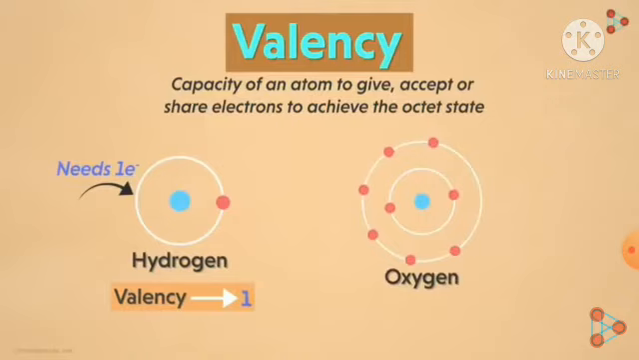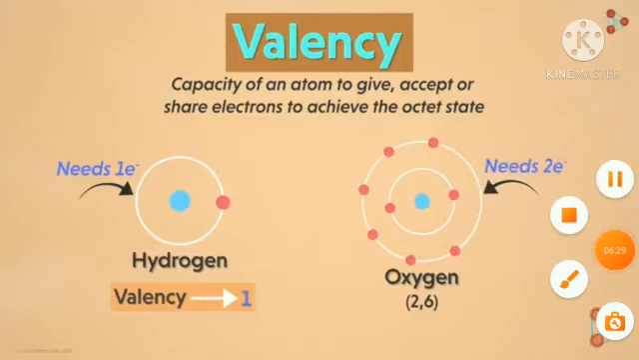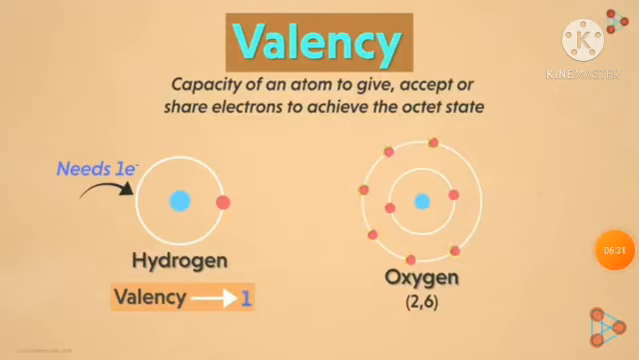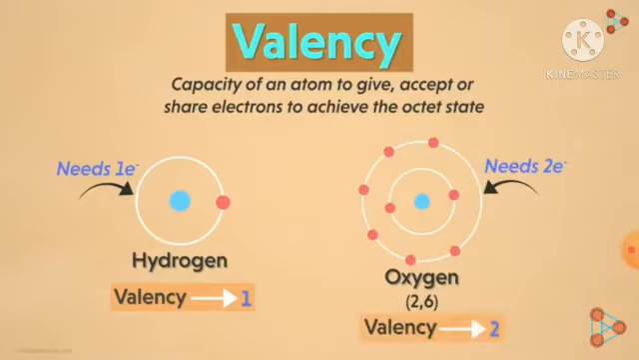So can you tell me the valency of oxygen now? The electronic configuration of oxygen is 2, 6. That means it has 6 electrons in the outermost shell. So how many electrons are needed to complete the octet? Yes, 2 electrons. Thus the valency of oxygen is 2. It accepts or takes 2 electrons from other atoms for completing the octet.